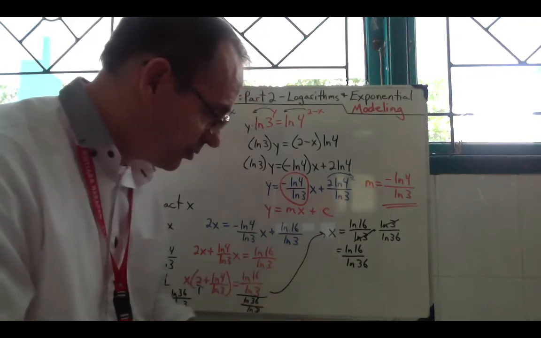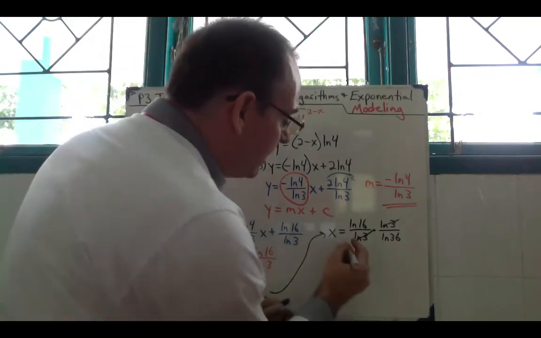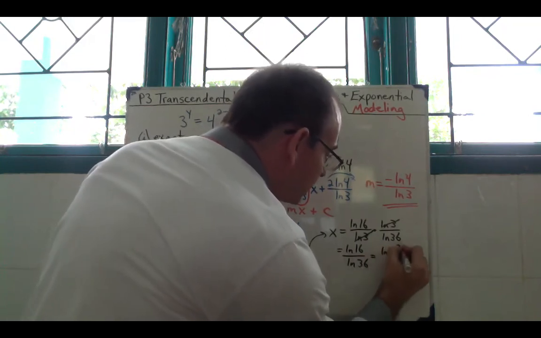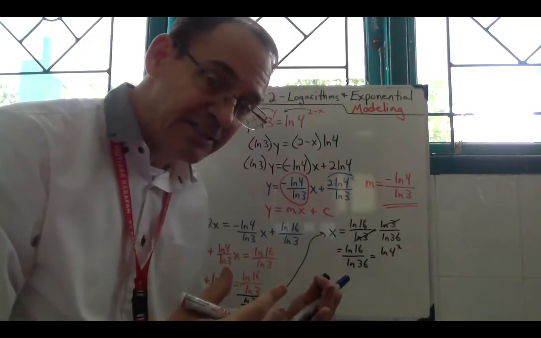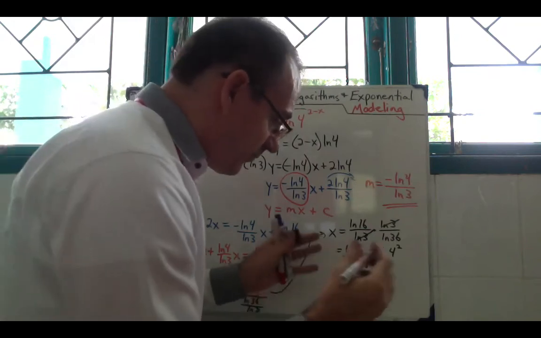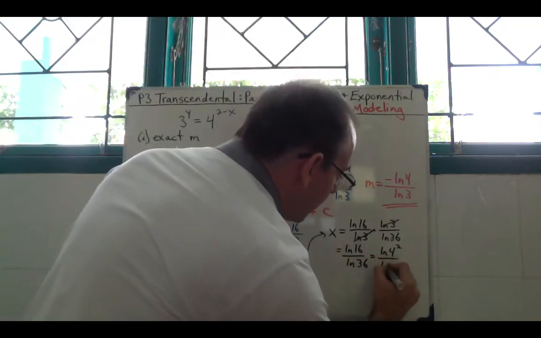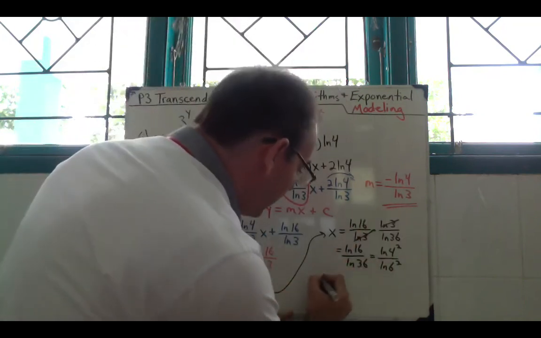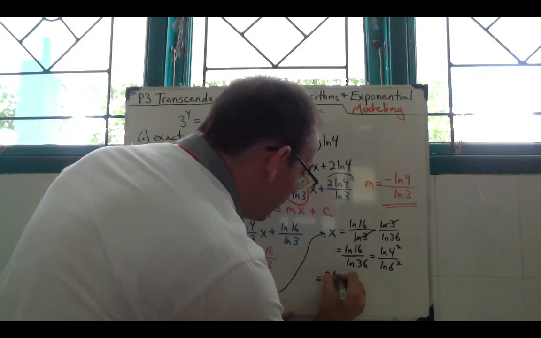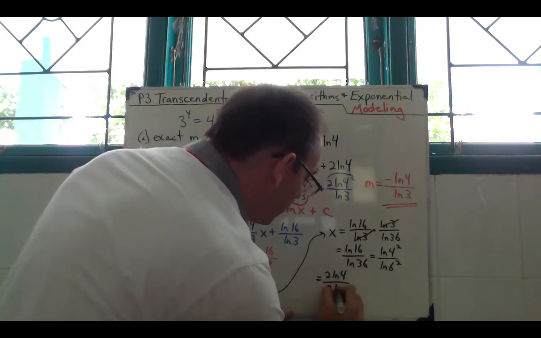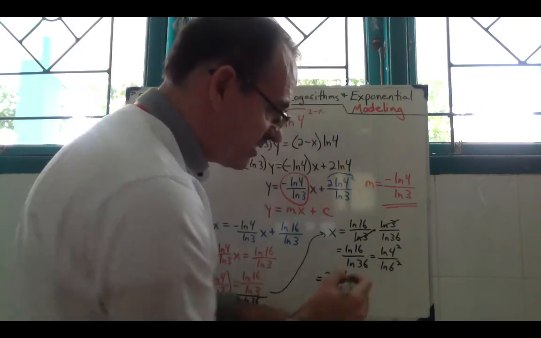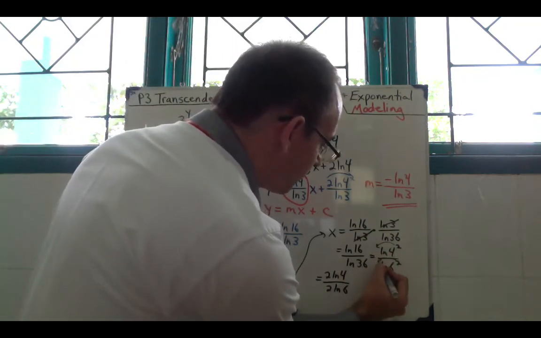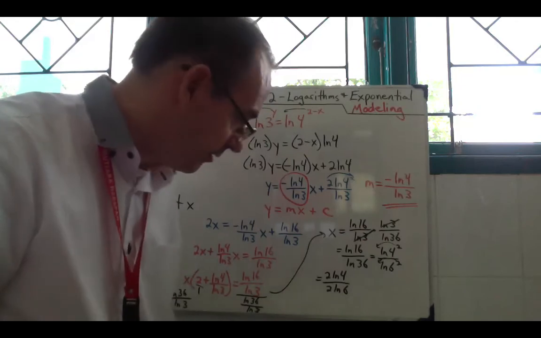What we can do, though, is change this to ln 4 squared. You want to look for an exponent. Now, ln 4 squared over ln 6 squared. Okay? So that becomes 2 ln 4 over 2 ln 6, because those exponents can multiply to the front by your third law of logarithms.